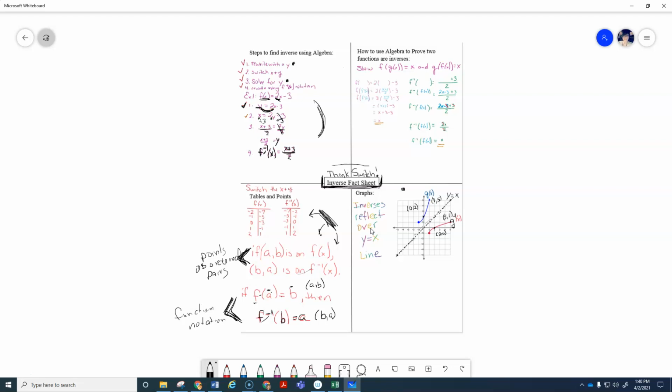The red function is the inverse of g of x. A point on g of x is the point (0, 2). So that means that a point on the inverse of g is going to be (2, 0). Same thing here. A point on the function is (1, 5), so a point on the inverse is going to be (5, 1). So just remember those things.